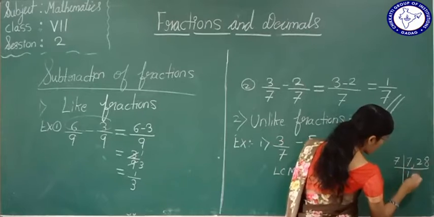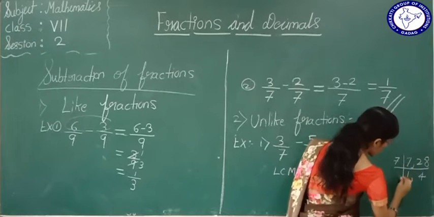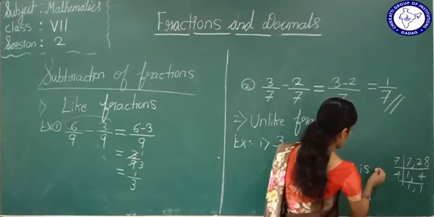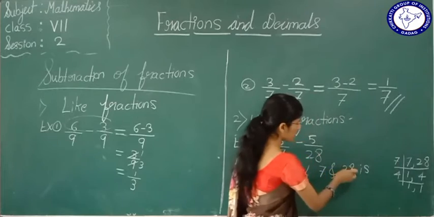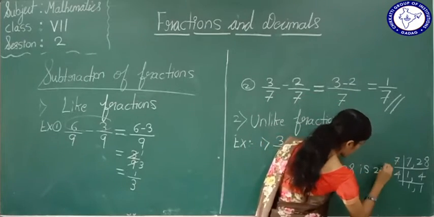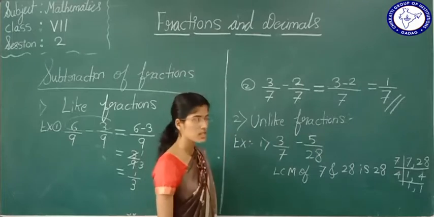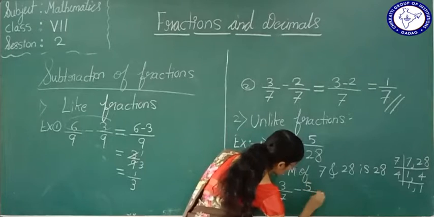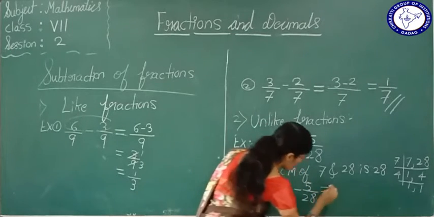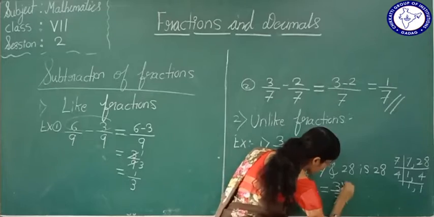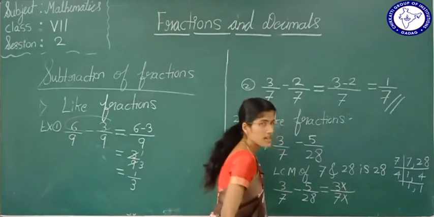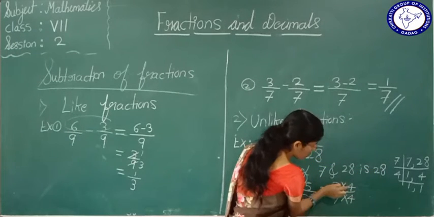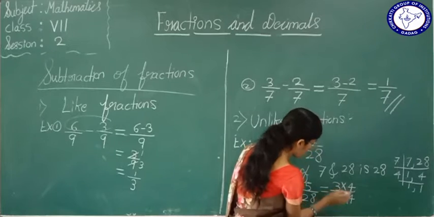7 ones are 7, here 7 fours are 28. Okay, here 4 ones are 4. What is the LCM of 7 and 28? 7 fours is 28. The LCM of 7 and 28 is 28. Now convert this into a like fraction. You knew that, right? 3 by 7. 7 how much is 28? 7 fours are 28. Therefore multiply both numerator and denominator by 4.